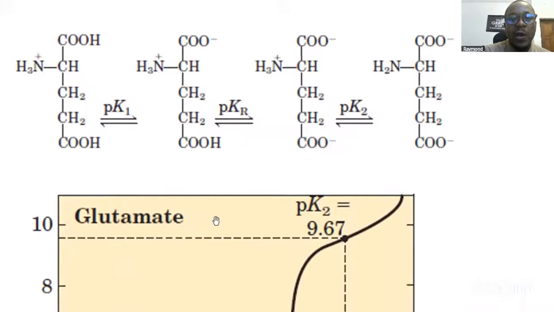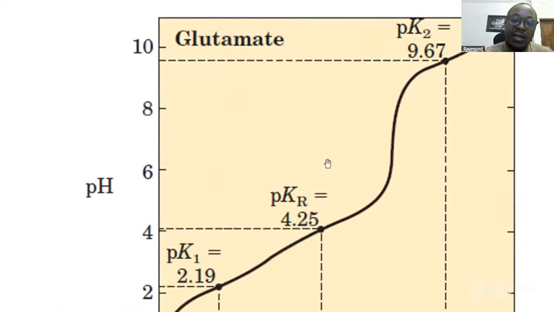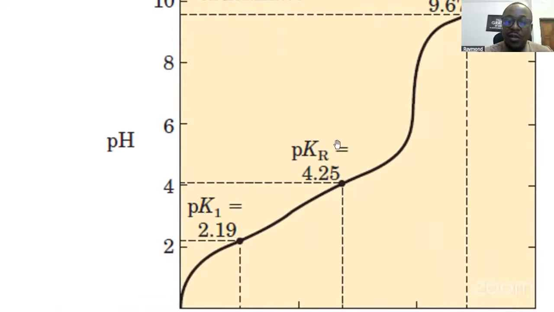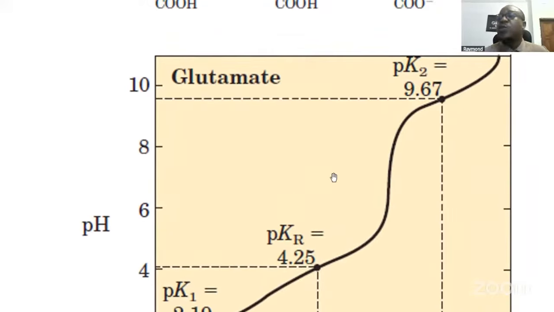So you can see here we have glutamate. You can see in acidic solution, the first pKa is even lower because of the repulsive energy between the hydrogen of the carboxylic group and the hydrogen of the amino group.